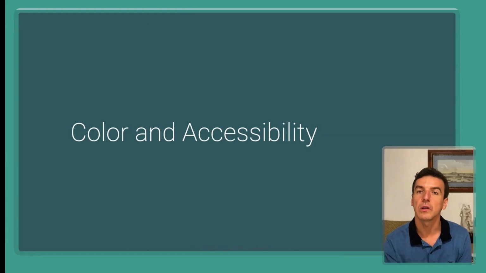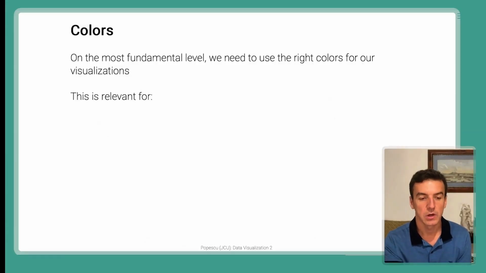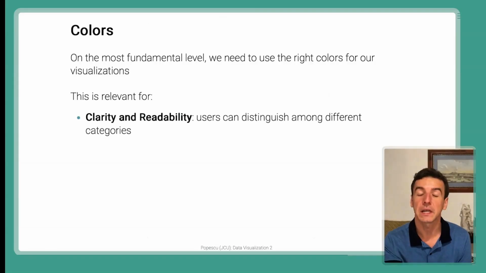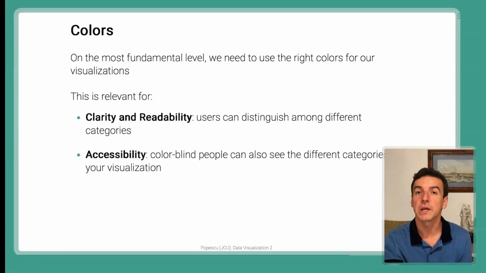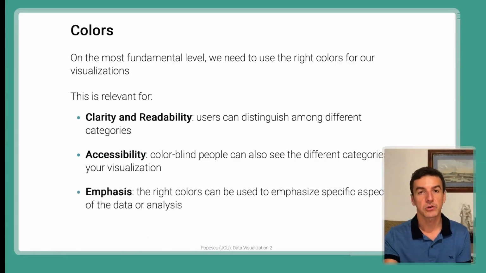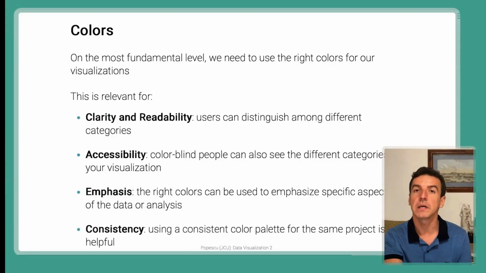Okay, moving on to color and accessibility. On the most fundamental level, we need to use the right colors for our visualization. So this is important because we want to be clear and readable. We want to make sure that our graphs are accessible. For example, they're friendly for colorblind people. We also want to make sure that we emphasize different dimensions of our graphs using the right tools. And then we want to be consistent. We want to make sure that we use a consistent color palette for the same project.